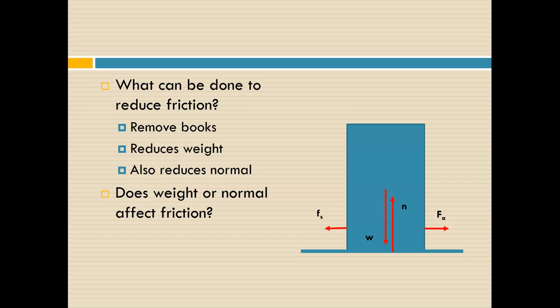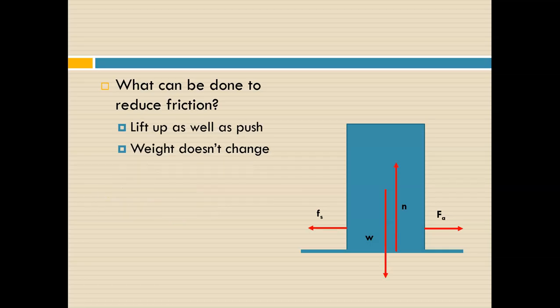This time we'll put the books back in, and instead we're going to lift. We have found out through our own experiences that if we lift something up, we're not going to get as much friction. In fact, if you can lift the bookcase completely off of the rug, you're not going to get any friction because there's no contact anymore between the bookcase and the rug. So let's go ahead and lift. If we do that, the weight will not change.